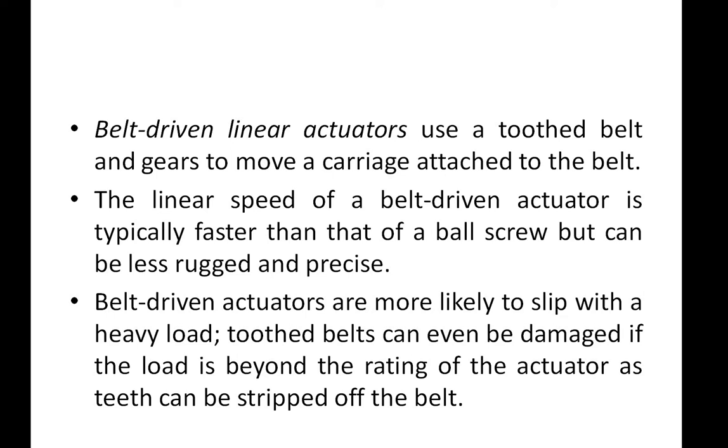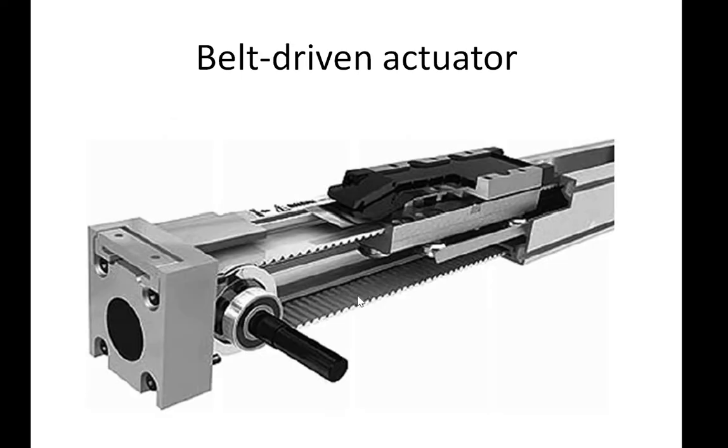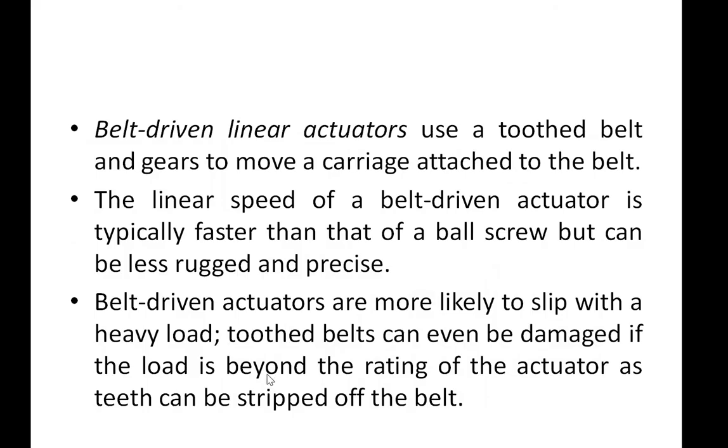Toothed belt can even be damaged if the load is beyond the rating of the actuator, as teeth can be stripped off the belt. Here you can see that these teeth are attached to the belt. If the load is more, these teeth can be separated from the belt. Or if the speed is very fast, or the load is more, the teeth of this belt can be separated from the belt itself. So this is the main disadvantage of the belt-driven actuator.